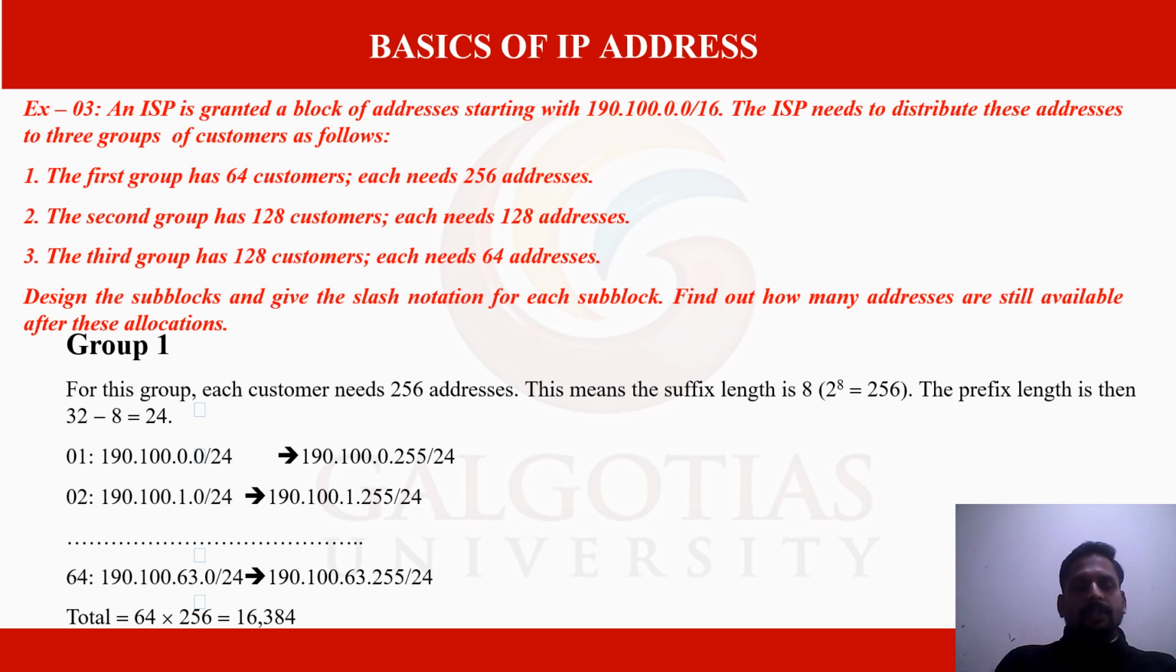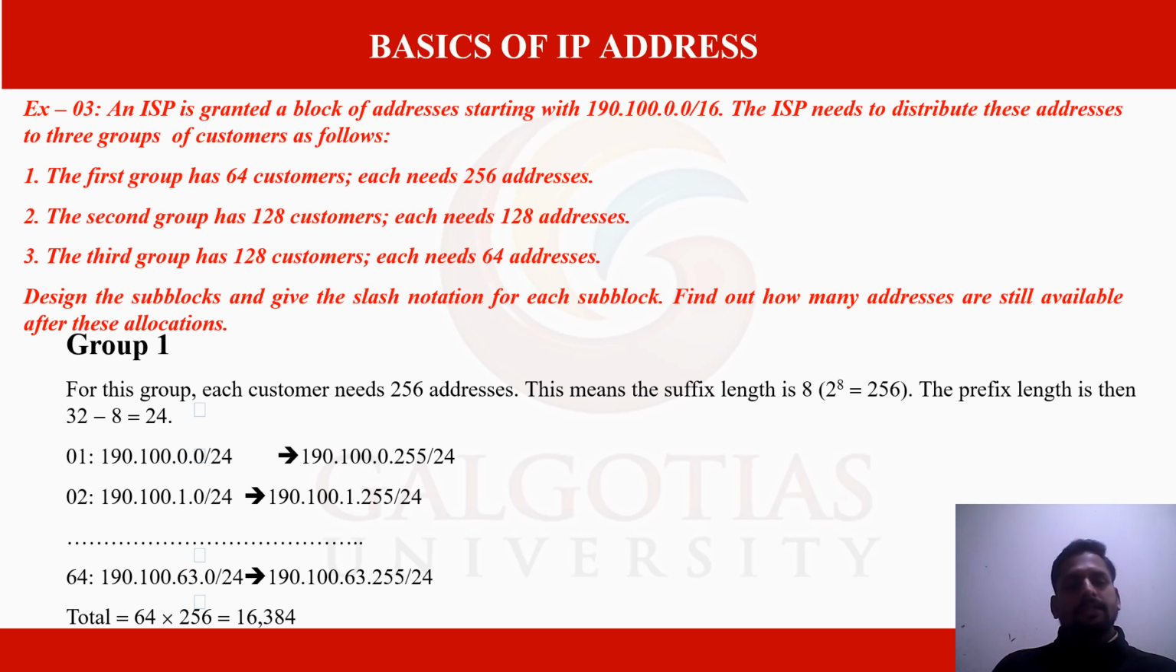The first group has 64 customers, each needs 256 addresses. So they mentioned that we need 64 subnets, because they are telling us there are 64 customers, and each customer needs 256 addresses. That means each subnet is looking for 256 addresses. That's the meaning of the first condition. In the second, the group has 128 customers and 128 addresses. That means they need 128 subnet groups, and each subnet contains 128 machines as clients. That means we need to create 128 addresses.